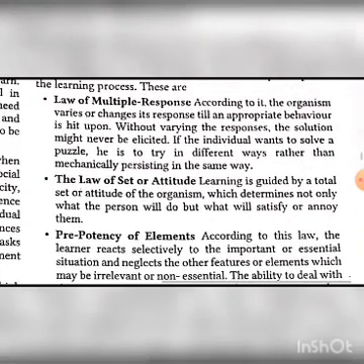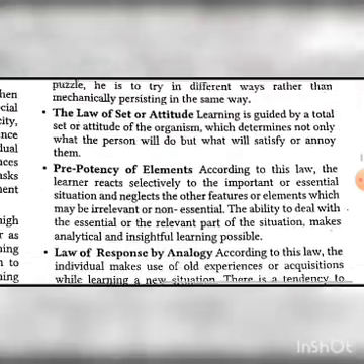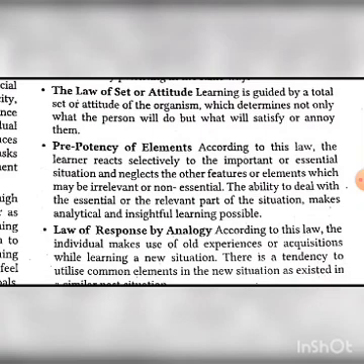These are: law of multiple response. According to it, the organism varies or changes its response till an appropriate behavior is hit upon. Without varying the responses, the solution might never be elicited. If the individual wants to solve a puzzle, he is to try in different ways rather than mechanically persisting in the same way. The law of set or attitude. Learning is guided by a total set or attitude of the organism, which determines not only what the person will do but what will satisfy or annoy them.